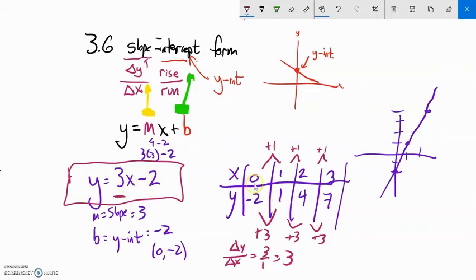And the y-intercept is when x is 0. Again, this is x, this is y. When x is 0, that means that we have no left or right motion, right?